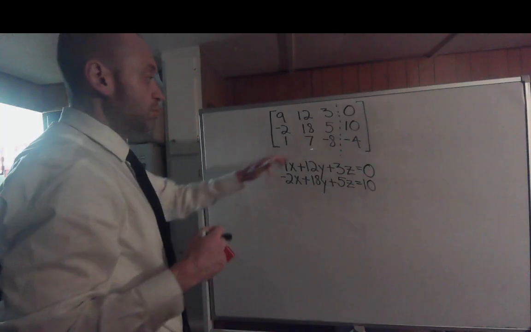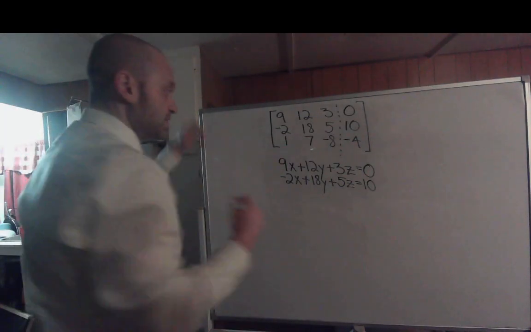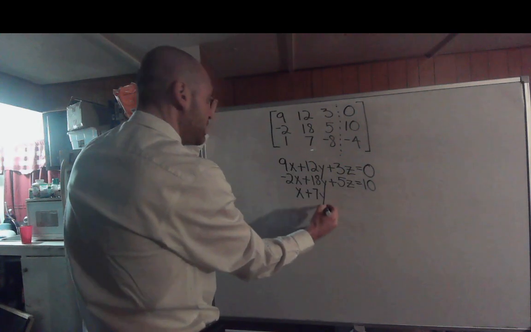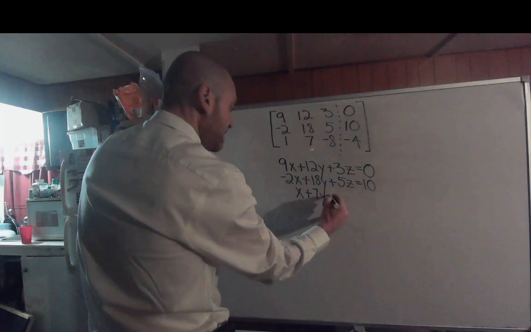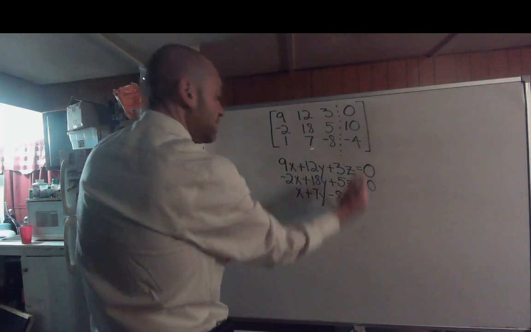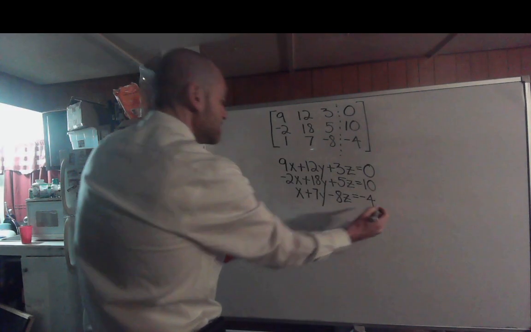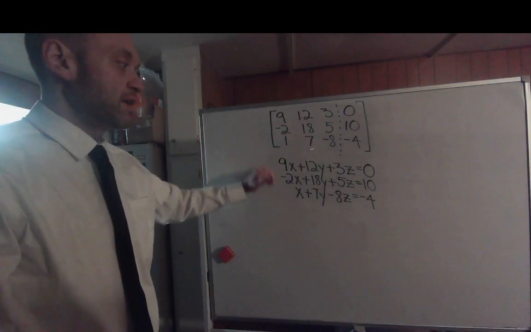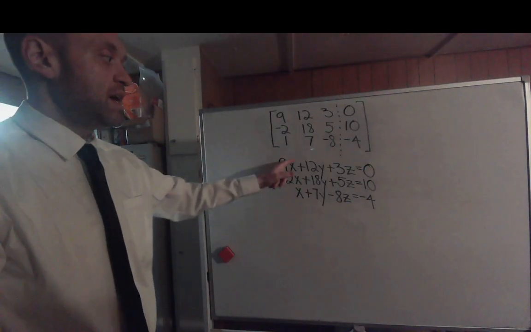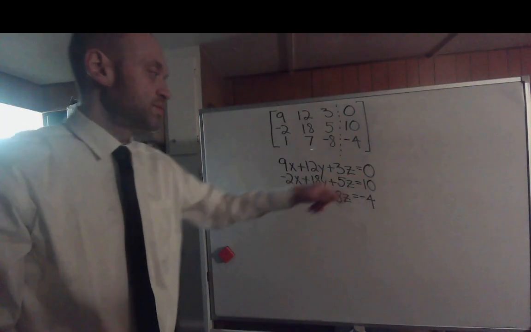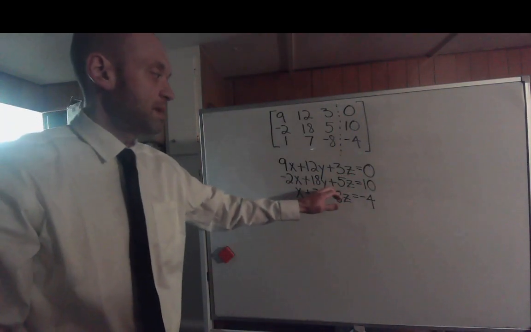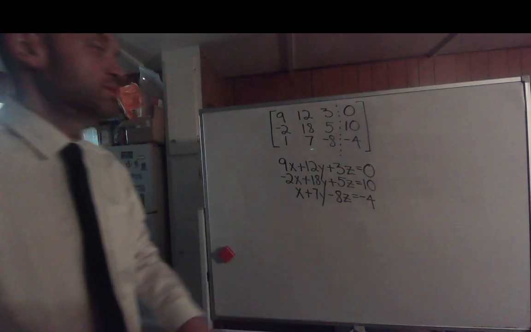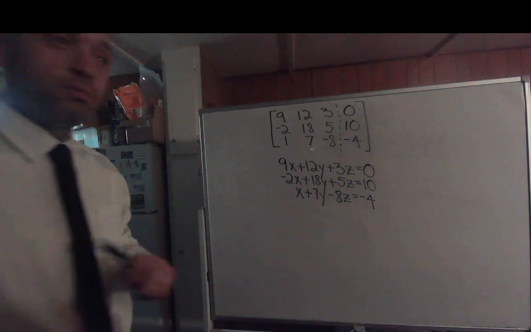And then we have one more row. Coefficient on x is just 1, so that'd be x. Coefficient on y is 7, so that'd be plus 7y. Coefficient on z is negative 8, so minus 8z equals negative 4. So you were able to convert this augmented matrix into a 3-variable linear equation system of 9x plus 12y plus 3z equals 0, negative 2x plus 18y plus 5z equals 10, and x plus 7y minus 8z equals negative 4. I've got just one more and then we are done.